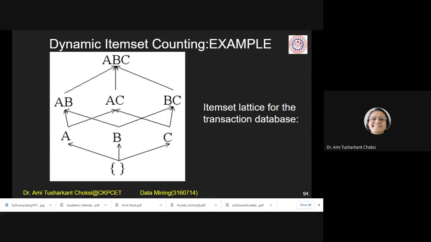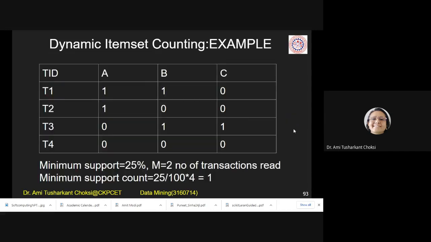Now, what are we learning? Dynamic item set counting, that is the DIC algorithm. Fine. Okay. Now, the item set lattice for the transaction database. Which items are we having? We are having only A, B, and C, right? So how do we represent that lattice? That is already known to us.